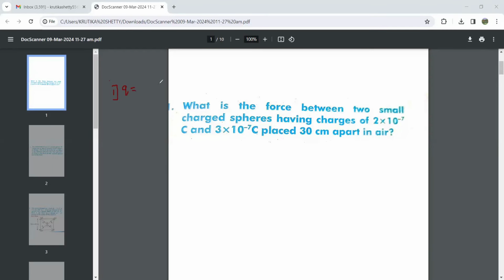So the first formula is quantization of charge, that is Q is equal to N into E. Where Q is the charge of the body, N is the number of electrons, and E is the charge of the electron.